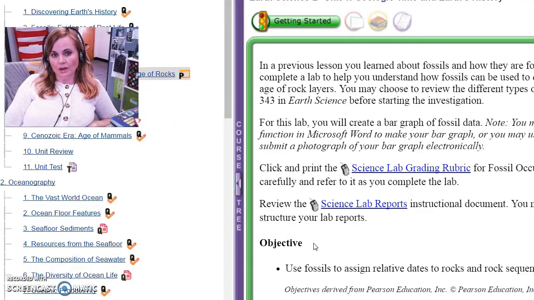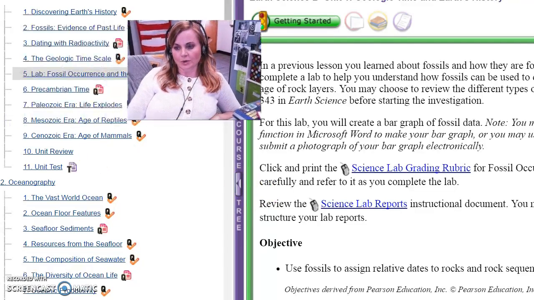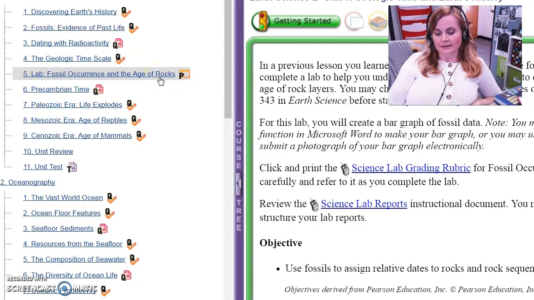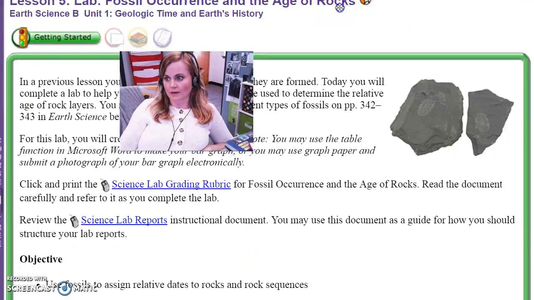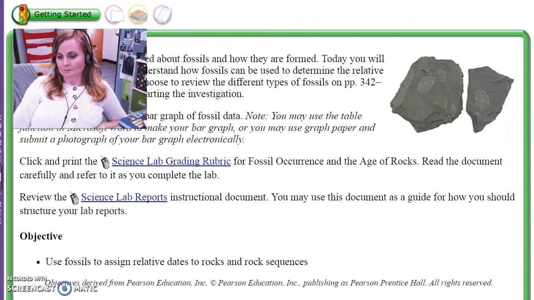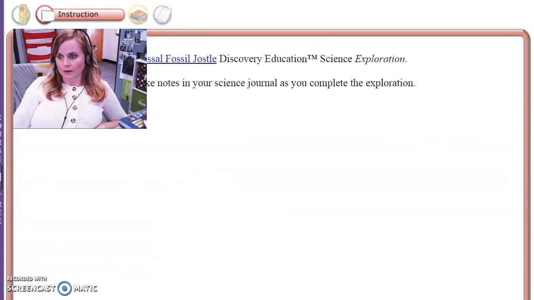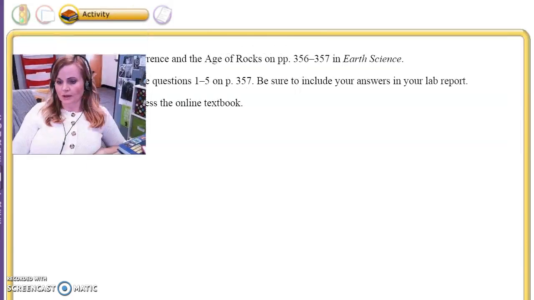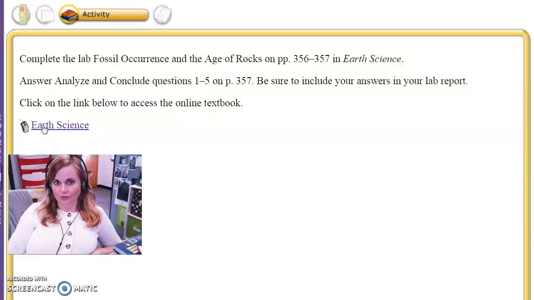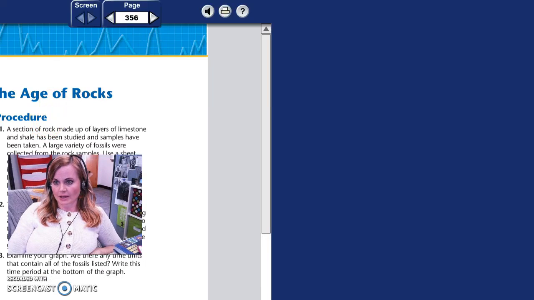This is a tutorial for the Unit 1, Lesson 5, Fossil Occurrence and the Age of Rocks portfolio. I'm going to start by going into the course tree and clicking on Lab: Fossil Occurrence and the Age of Rocks, which I already have up, so we're going to move the viewer over a little bit. On page 3, you'll see a link for the Earth Science textbook, and we will be using this primarily for information.